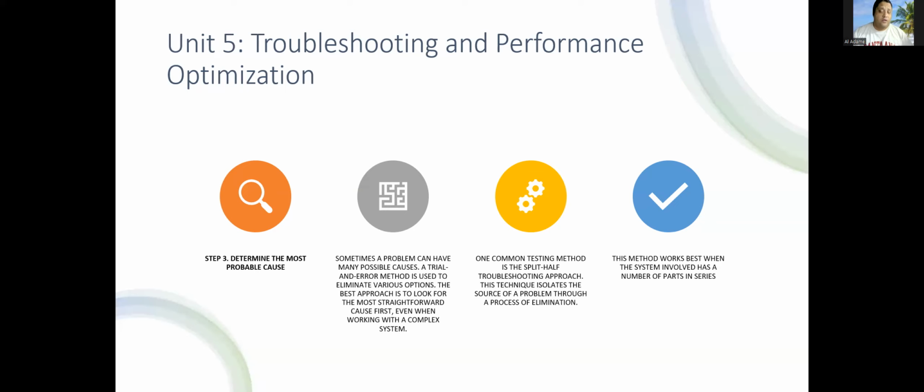There is the rare time you'll have 1 out of 10 where it's something really so complex and really weird that you'll have to spend a day or 2 researching it. Because let's face it, guys, we don't know everything. We're human. Last time I checked. So one common technique is the split half troubleshooting approach. This technique isolates the source of a problem through a process of elimination. This method works best when the system involves a number of parts in series, a bunch of moving items essentially.